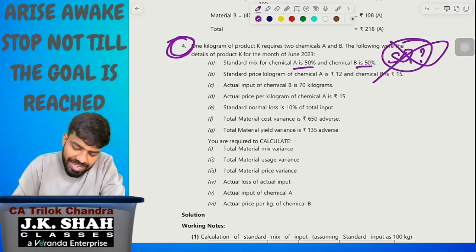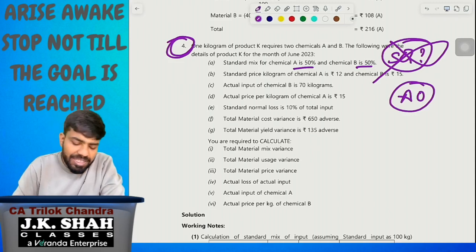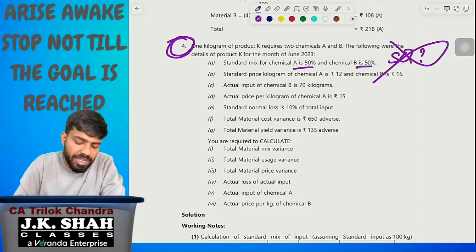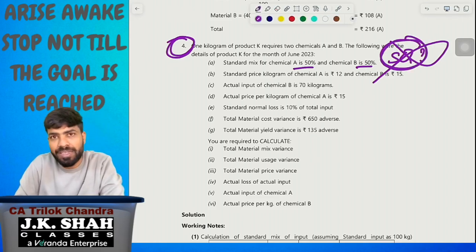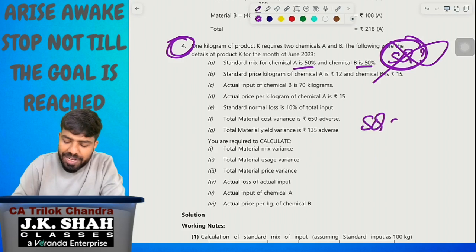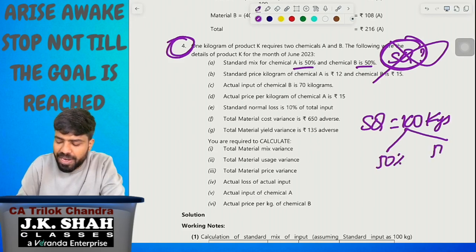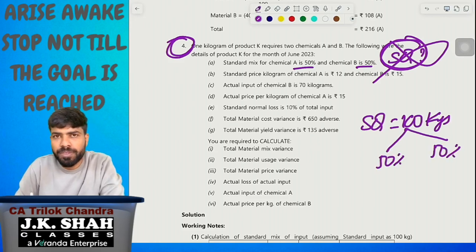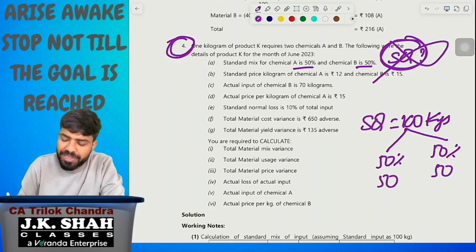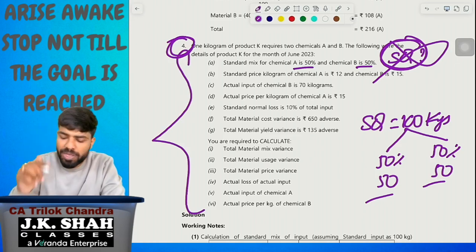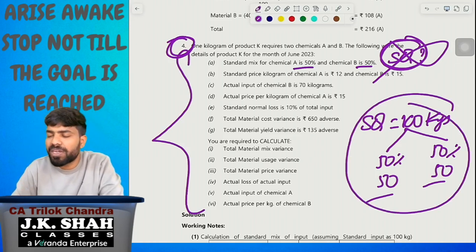And one more thing, they didn't give the actual output also. There is no proper information to calculate the standard quantity. So in this question, they have assumed standard quantity equal to 100 kgs, and they classified into 50% of chemical A and 50% of chemical B. 50% of chemical A means 50 kgs, 50% of chemical B means 50 kgs. So this question we have to solve by taking this assumption. Once you take this assumption, remaining all the information you can calculate very easily. There is not much complication in this question.